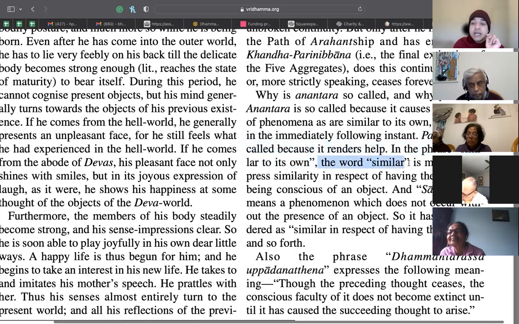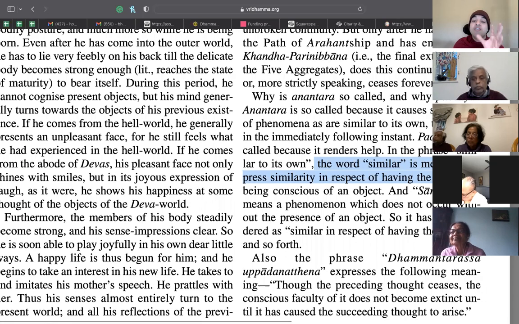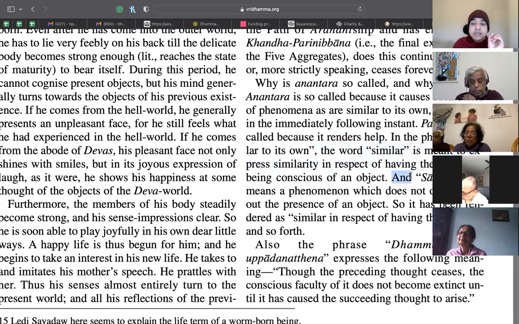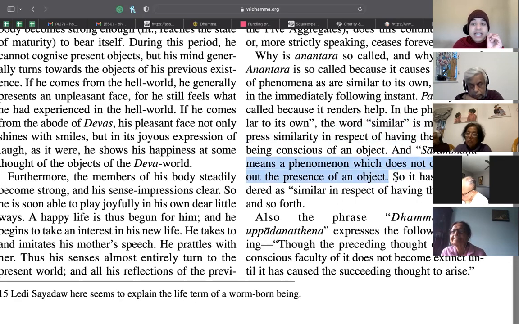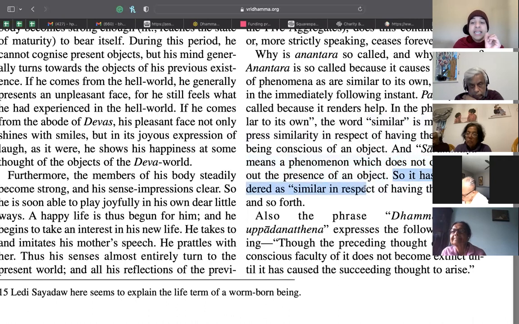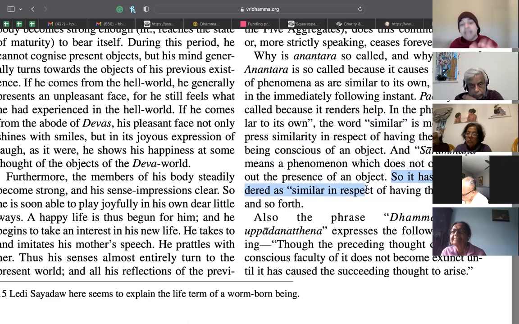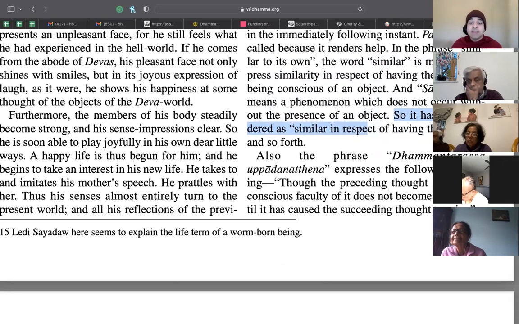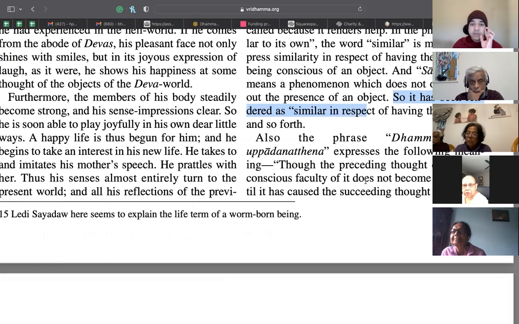The word similar is meant to express similarity in respect of having the faculty of being conscious of an object. And saramana means a phenomenon which does not occur without the presence of an object. So it has been rendered as similar in respect of having the faculty and so forth, right?